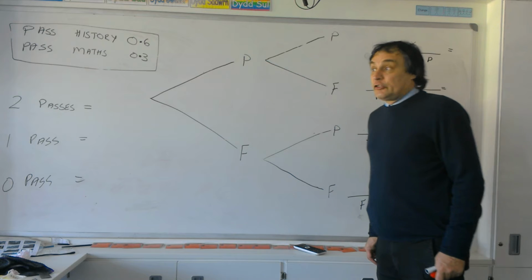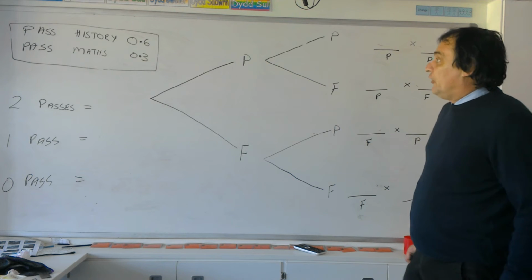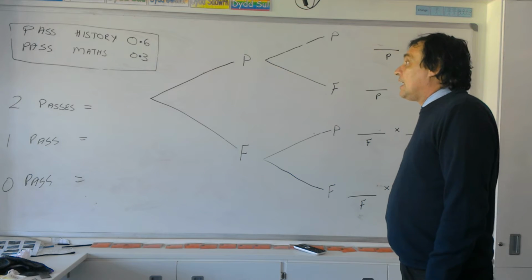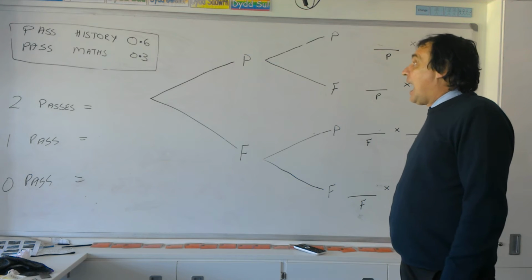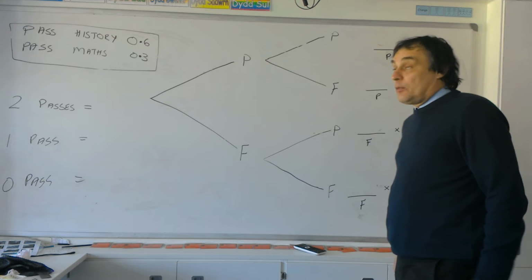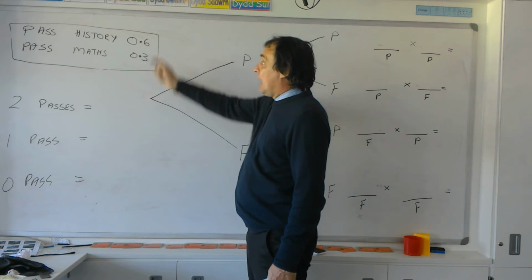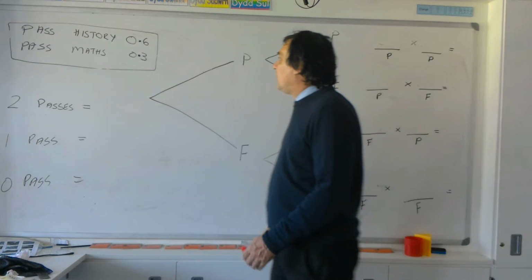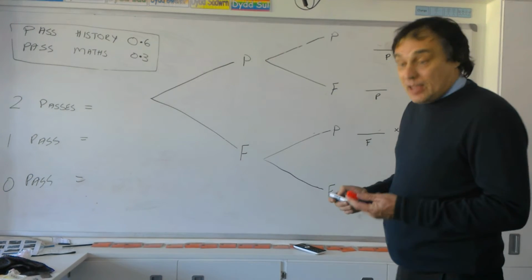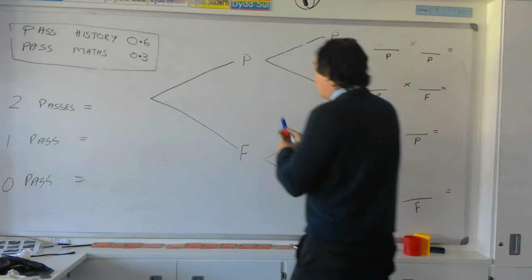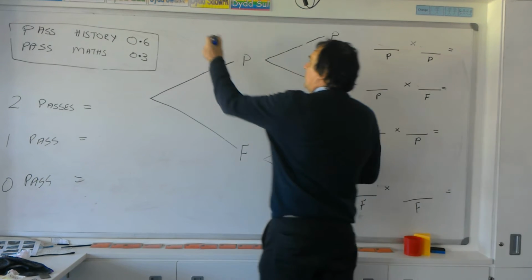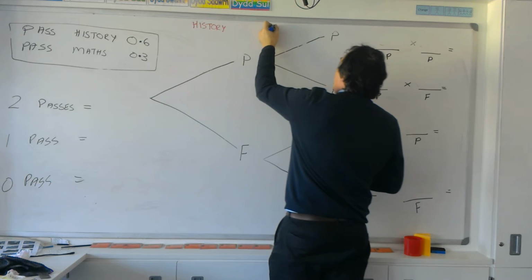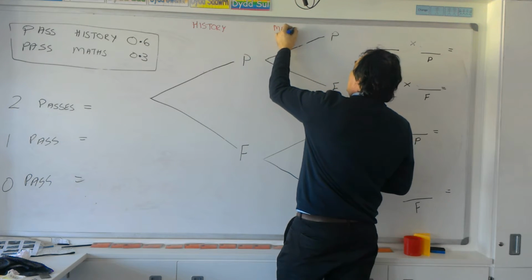Probability trees for two different events. The scenario we're going to look at today involves two exams, a history exam and a maths exam. The probability of somebody passing their history exam is 0.6 and the probability of passing the maths exam is 0.3. So I'll put our headings up here: here's our history exam, our first exam, and our maths exam is our second exam.